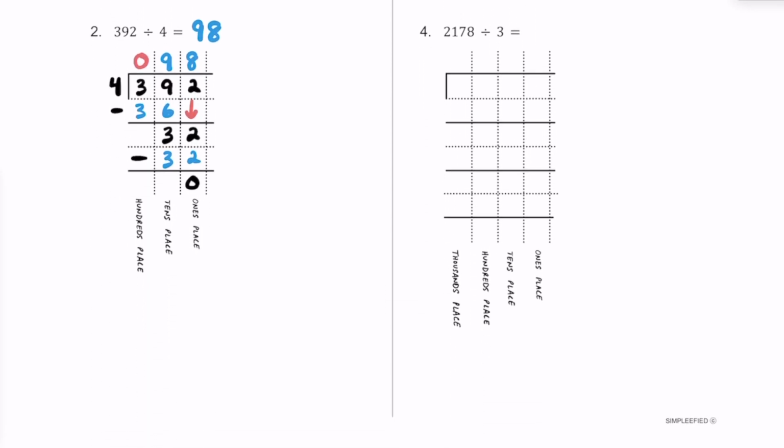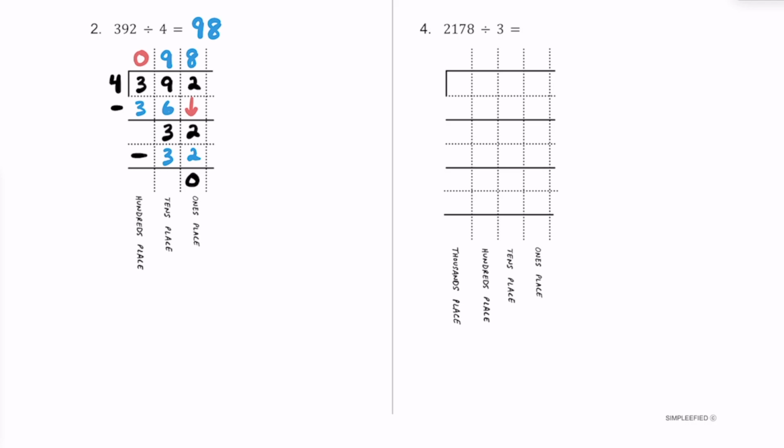Here's number 3. In number 3, we have this 2,178 divided by 3. So right here, this 2178 is going to be our dividend. So let's put 2178 inside this division house. And let's go ahead and put this 3 as our divisor to the left here.